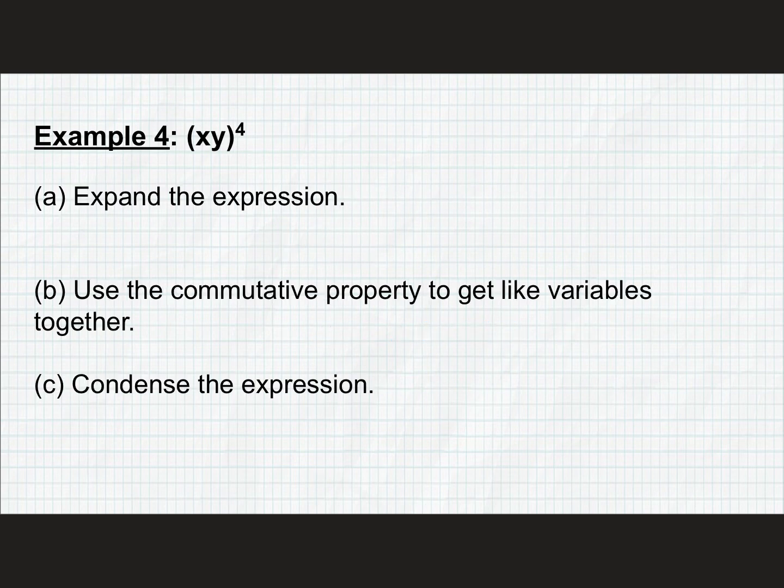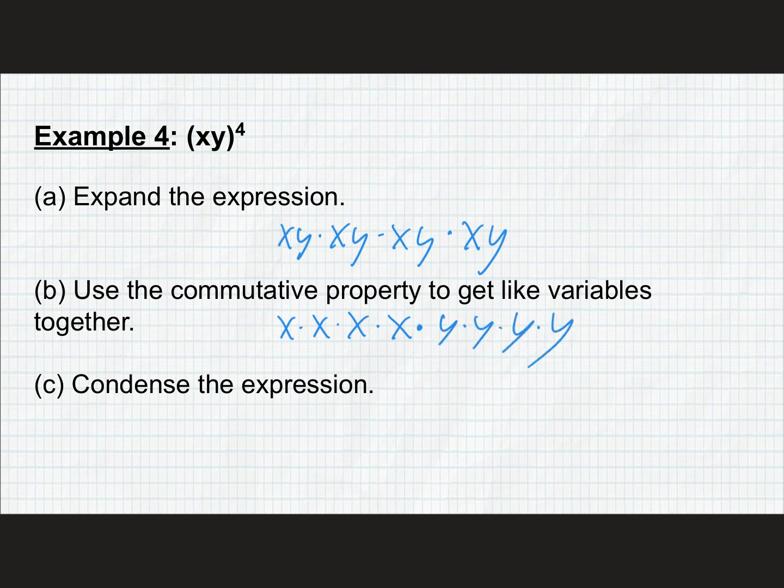Let's look at example 4, x times y to the 4th power. So first, let's expand the expression out, xy times xy times xy times xy. Next, we are going to use the commutative property to get variables together. So x times x times x times x, and y times y times y times y. Lastly, we're going to condense the expression, so x to the 4th times y to the 4th. Remember, you can write the multiplication sign in the middle, but you do not have to.